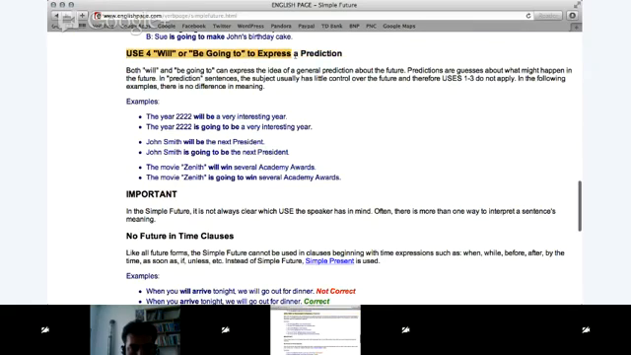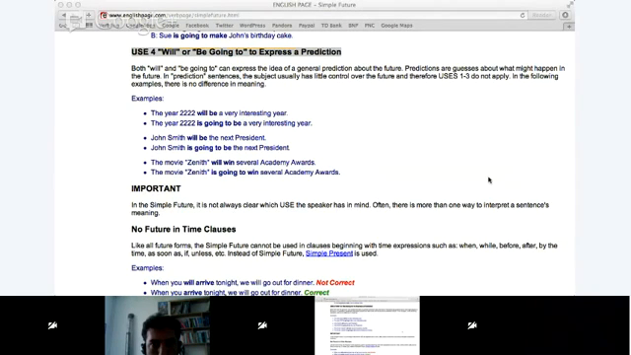And so what we're going to do is we're going to go down to use number 4, will or be going to express a prediction. Because that's what we're going to be discussing today. We're going to be talking about our predictions for the future, for technology, for the world, for our societies. And we're going to be talking about predictions that were made in the past. Did they come true or were they wrong? All right. And so would anyone be interested in reading use 4, will or be going to?